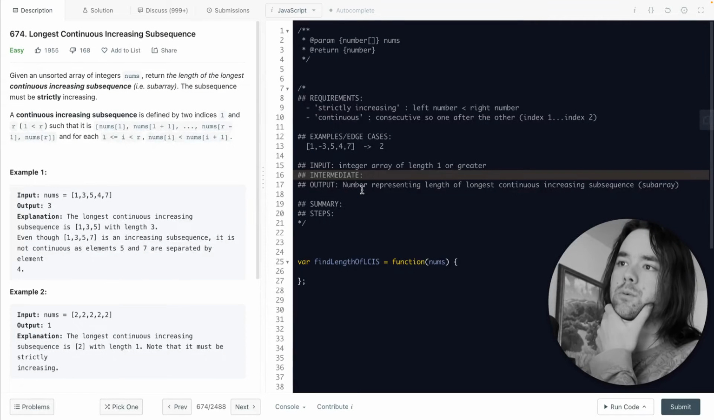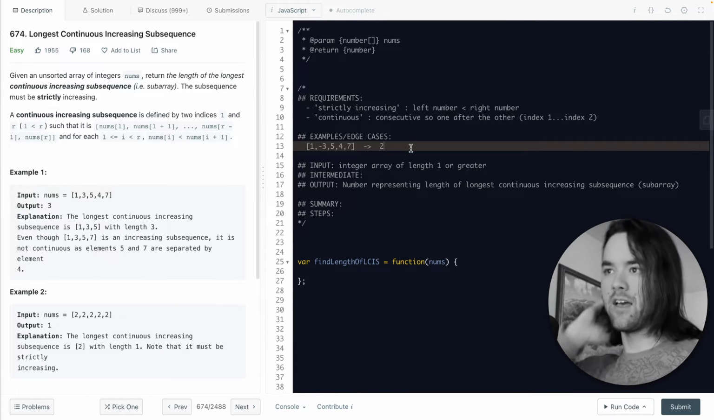So we can start thinking maybe a little bit about... I can't really think of any edge cases here.